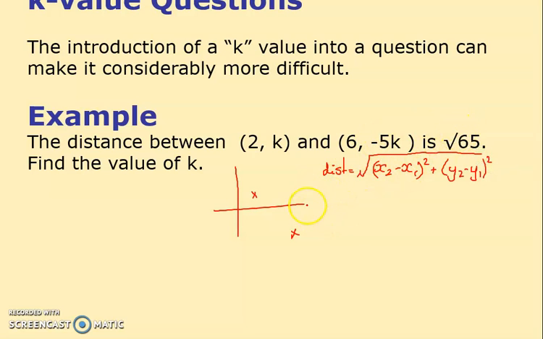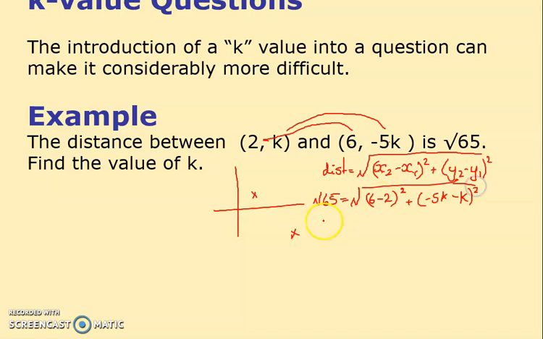We know the answer is root 65. Root 65 is equal to the square root. Now it says take away the x coordinates, so I might as well do that one. 6 take away 2. Well, I'll write it down, and I'll obviously in a bit write 4, but just for completeness. And then I do the other one. It's minus 5k, so plus a minus 5k. Notice I started with the 6, so I start with a minus 5k, and I've taken away that k. Squared.